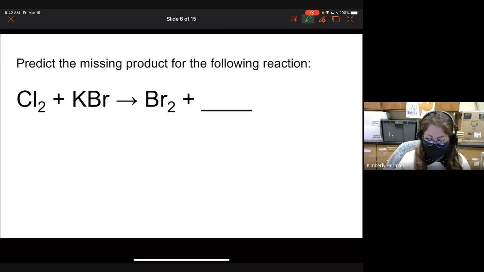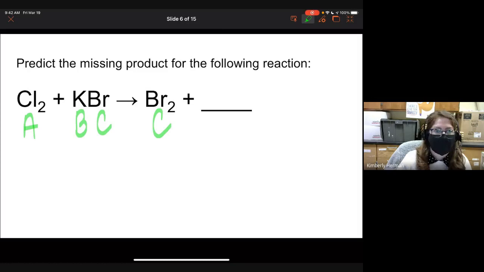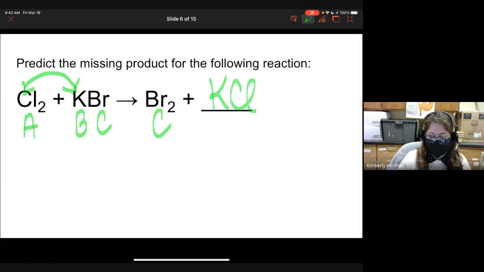Okay, so this one says predict the missing product for the following reaction. So we have Cl is my A, K is my B, and Br is my C. Notice that we now have C by itself. So that means that our A and B have to come together. Now this is a single replacement, but now looking at the non-metal being replaced. So we'll actually see KCl. Now they're not asking you to balance it, but if you had to balance it, you would put a 2 here to balance it out, and then a 2 here for this single replacement.